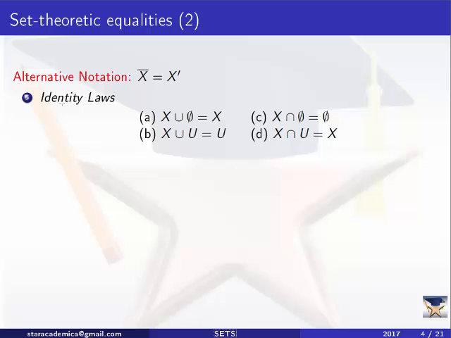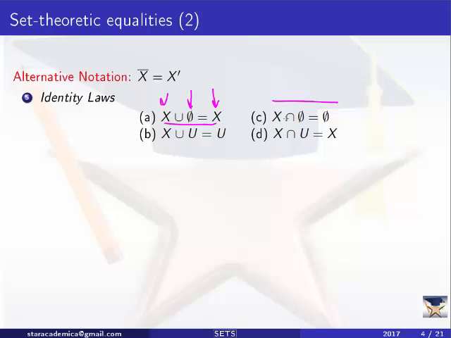Okay, what are the identity laws? If we unite any set X with the empty set, we get itself, so nothing new is coming into X. So the empty set with respect to the union operation behaves like the identity. That's why this is called identity laws.